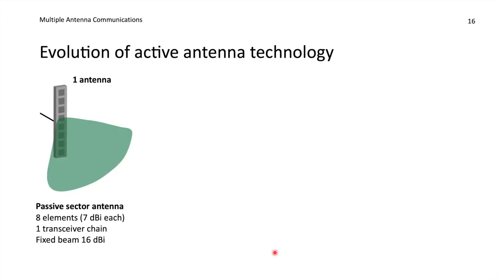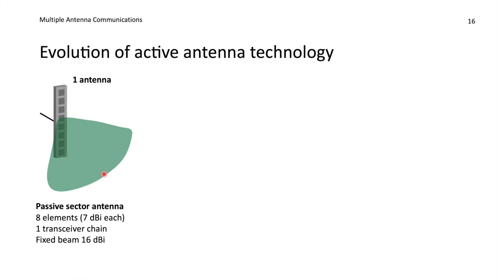So let's now have a look at what has been happening with the evolution of active antenna technology over the last decade. A conventional antenna is not active, it's passive. It could be one of these types of sector antennas, and if you look inside the box, it actually contains 8 antenna elements. Each of them might have a certain antenna gain, 7 dBi. They're only connected to one transceiver chain. And since we are feeding all of the elements with the same signal, what we will effectively do is create a fixed beam forward, and this beam will see a beamforming gain of 9 dB from our 8 elements. We add it to 7 and we get 16 dBi. So this is a typical type of sector antenna.